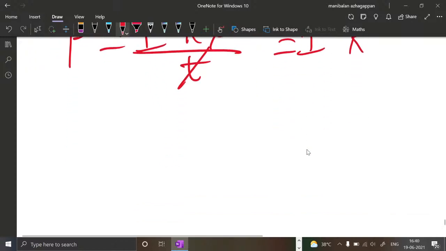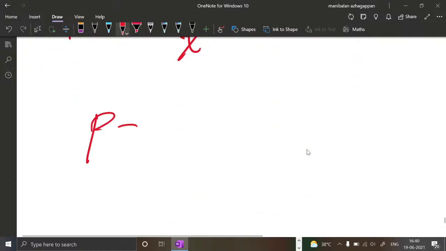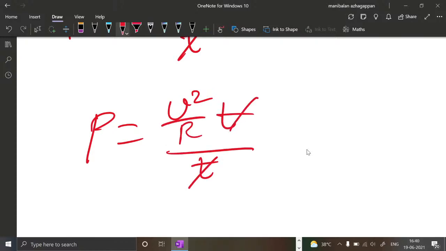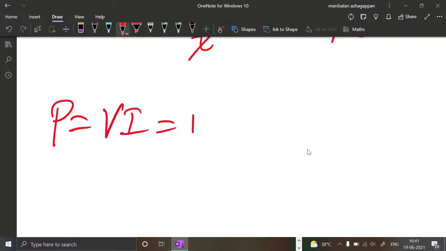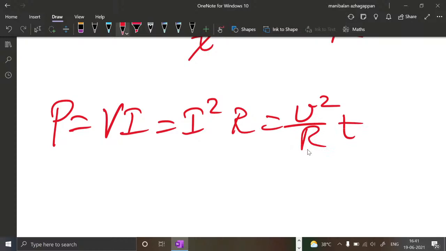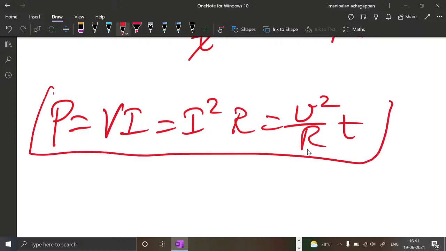Next, third formula. Power is equal to energy by time, V square by R into T divided by T. T gets cancelled. V square divided by R is the power. Okay. So finally we got three power formulas. Power is equal to VI, I square R, V square by R. So I got three power formulas, and the energy formulas we got.